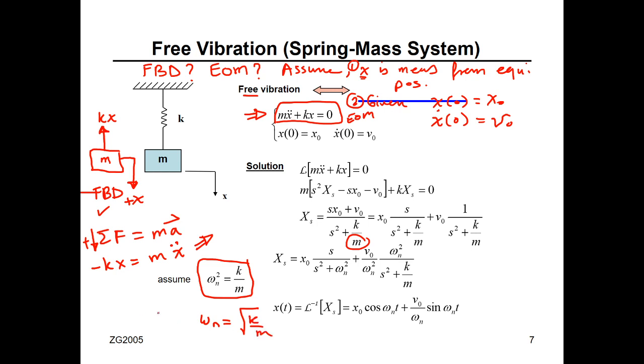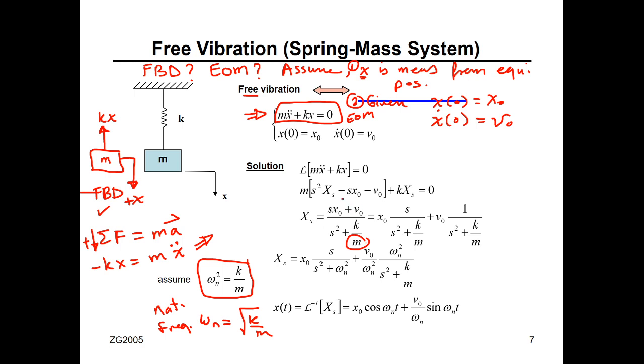We will give it a name. We will call it natural frequency. Why do we call it natural frequency? In the second slide, I will show you why. But from now on, I need you to remember this until the end of the semester. We're going to need this definition: omega n equals the square root of k over m.